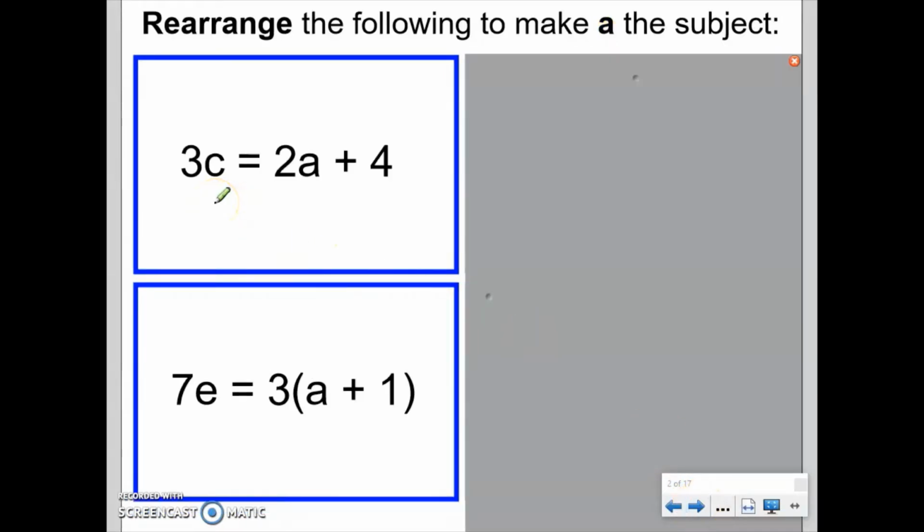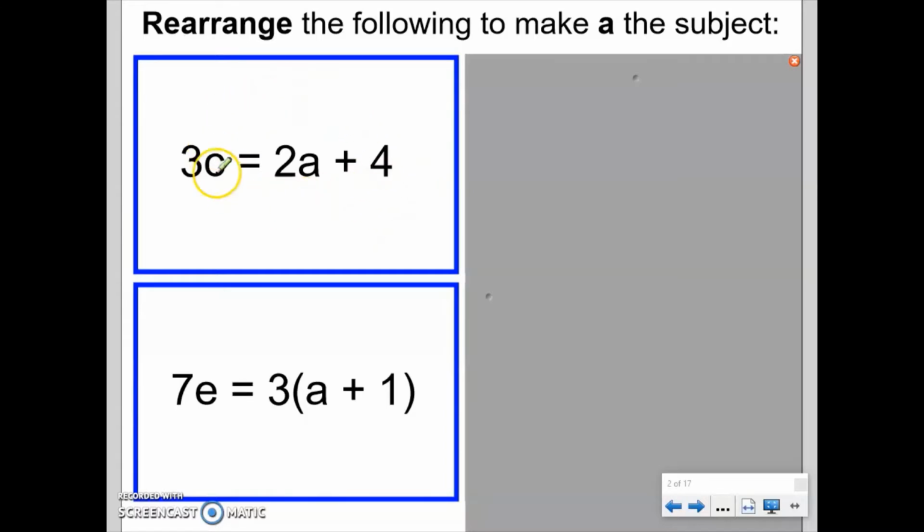Let's have a look at a few more examples. You can work ahead of me by pausing the video and having a go at the question and the rearrangement yourself. Or if you need a few more examples, you can just stick with me for now and follow my examples for the next few questions.